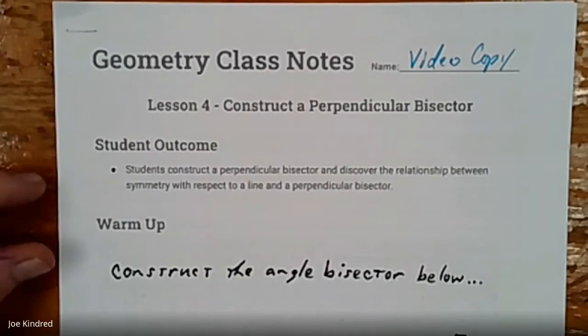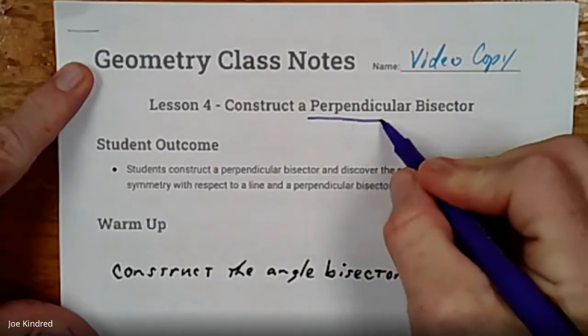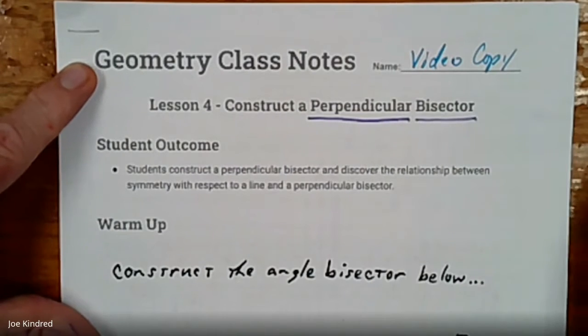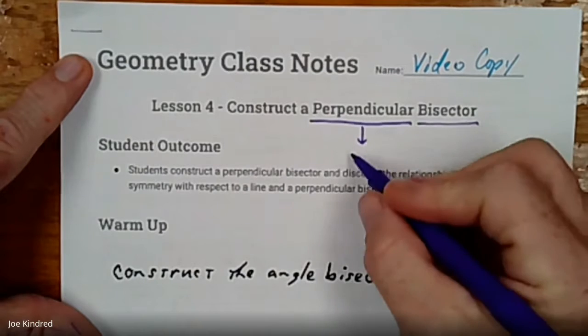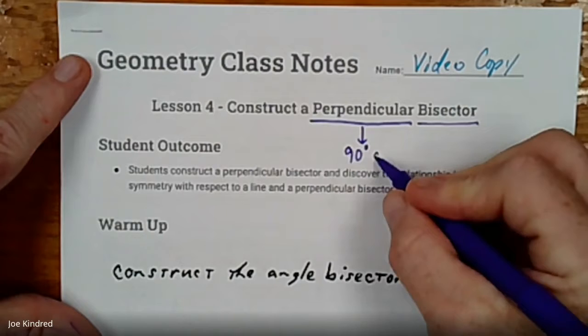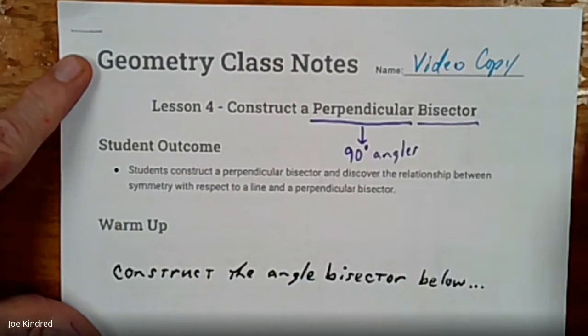All right, today we're going to review Lesson 4, Geometry Module 1, Lesson 4, which was constructing perpendicular bisectors. We start off by reviewing what it meant to be perpendicular and what it meant to bisect something. Perpendicular we associated with two lines that formed 90-degree angles.